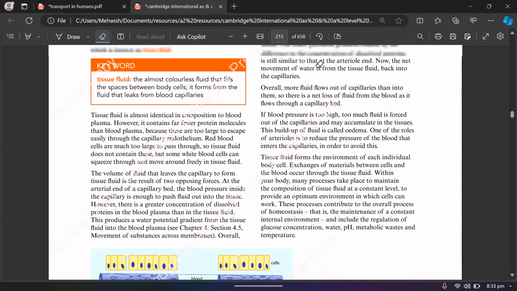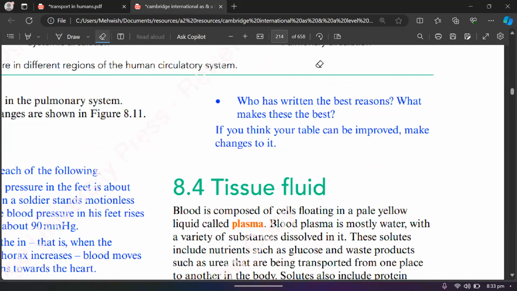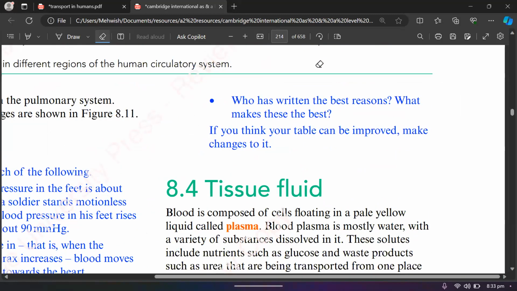Let's do the next topic now. The next topic is tissue fluid. Any clue about tissue fluid? What do we mean by tissue fluid?